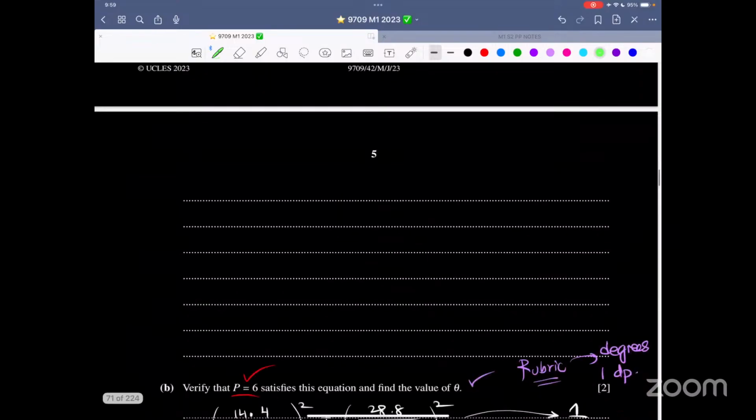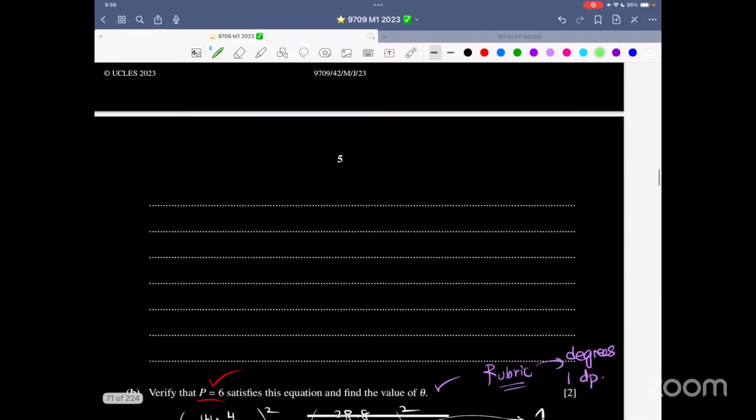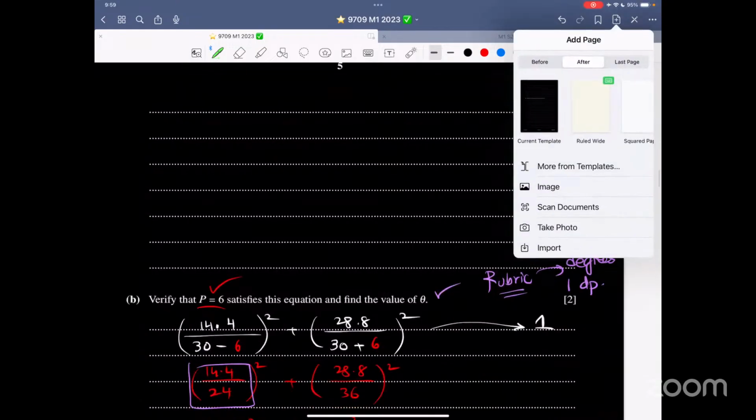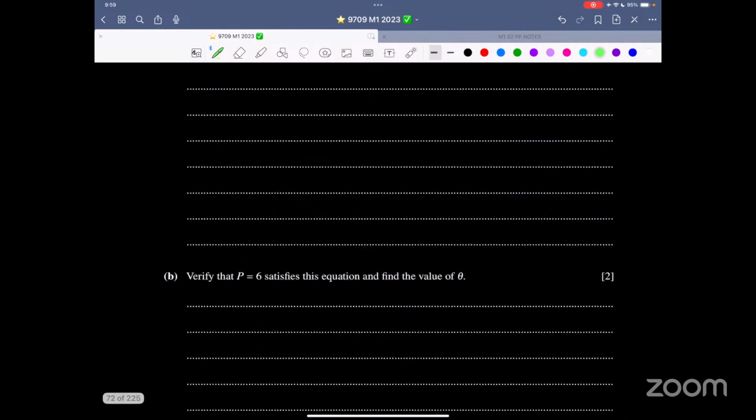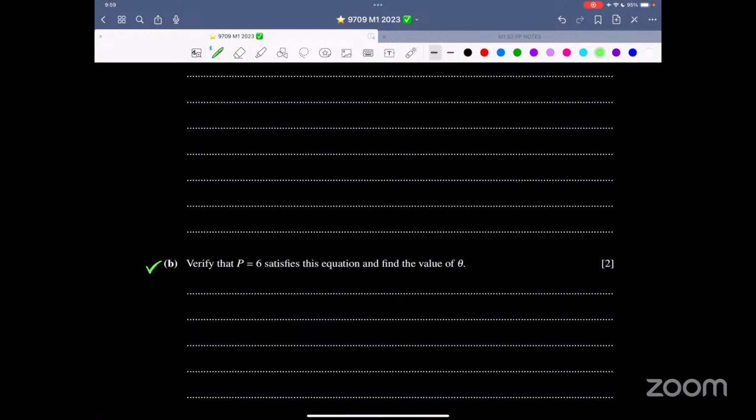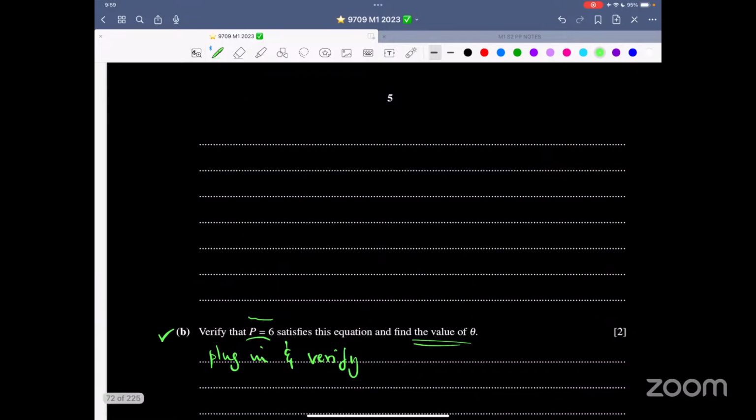Second thing, on the next page, I need the next page blank. So now over here, that is the next page. Verify that. They're not making you solve. They are asking you to plug in and verify that P equals 6 satisfies this equation and find the value of theta.